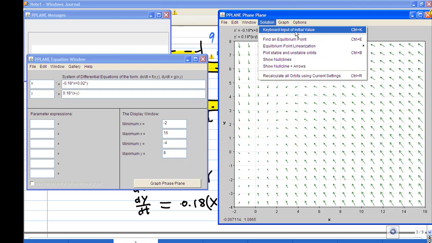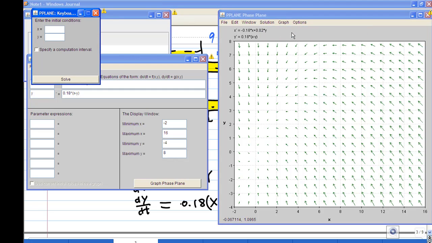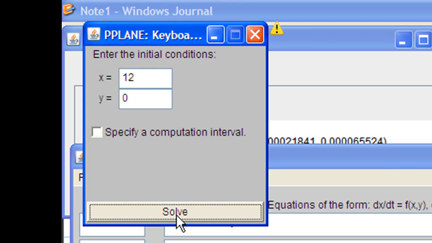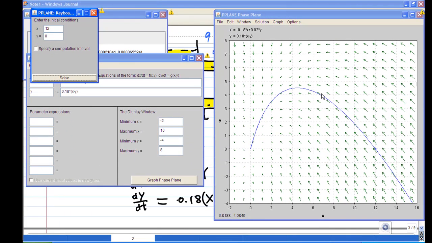I want to use the keyboard solution now. The keyboard solution asks me to input the initial value of x. Initial value of x is 12. Initial value of y is 0. So I press solve. So this shows that when x equals 12 and y equals 0, eventually it goes to x 0, y 0, where the salt content becomes 0.